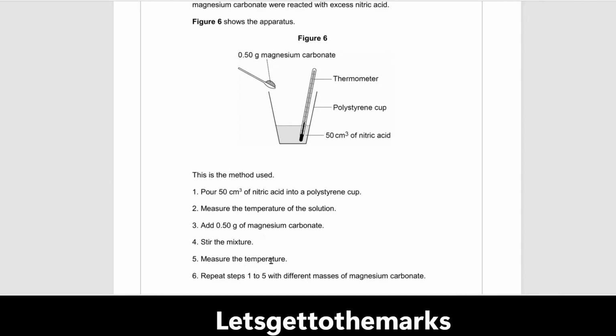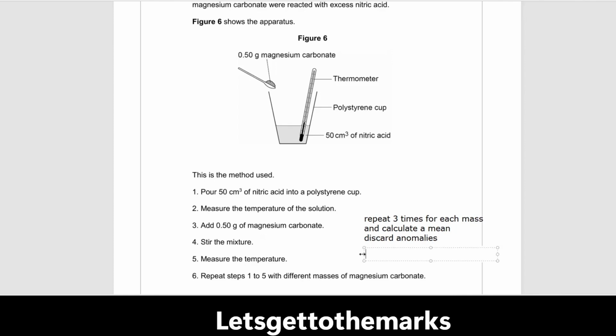So what we want to go through here is improvements to the actual method. So, let's think about the method here. They did the experiment, but they did it once for each mass. So I would say repeat 3 times for each mass and calculate a mean. So we want to repeat 3 times and calculate a mean temperature. We could say discard or get rid of anomalies, which means odd results.